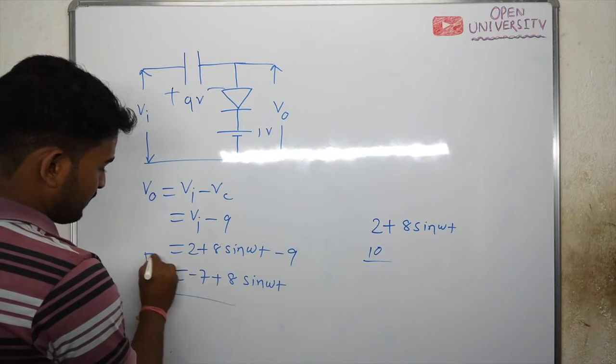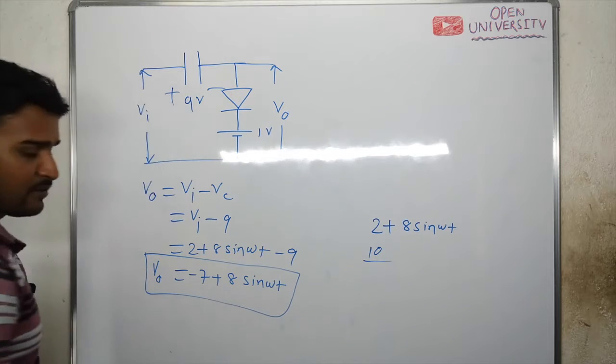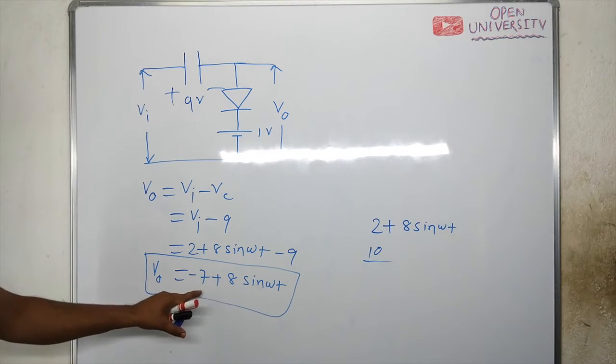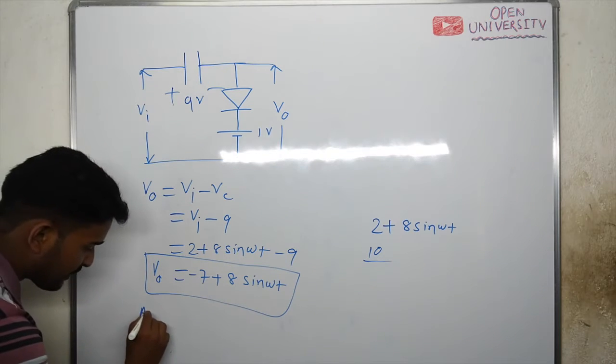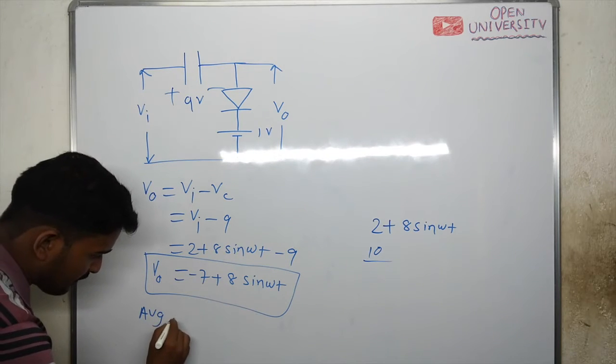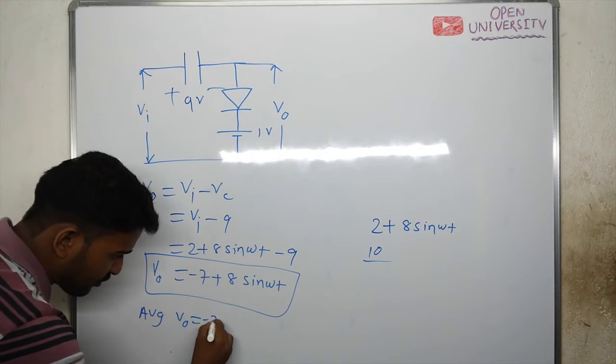And it is asked to find the average value of the output voltage. What is the average value? The average value is nothing but the DC value. So the average output voltage is minus 7 volt. Average V naught equals minus 7 volt.